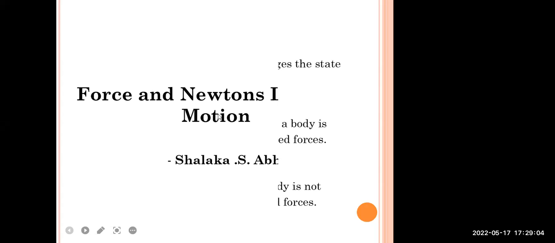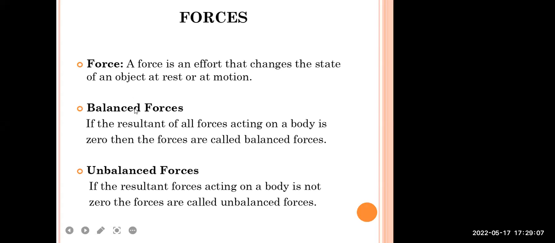So we started with force. Force is nothing but a push or pull which is applied to an object, which will change its state. The state may be at rest or in motion. There are two types of forces: first is the balanced force and the other is the unbalanced force. A balanced force will not cause any change in the motion, or if the object is at rest, it will remain at rest. But an unbalanced force will change the position of the object.